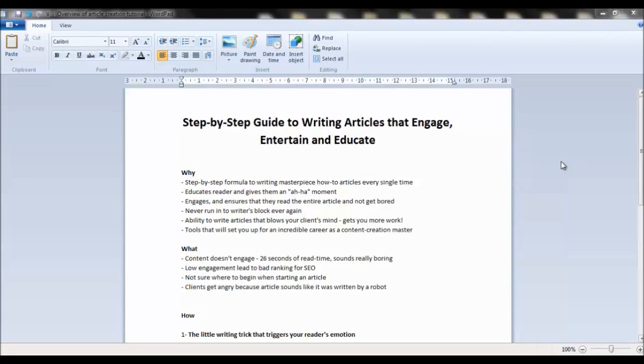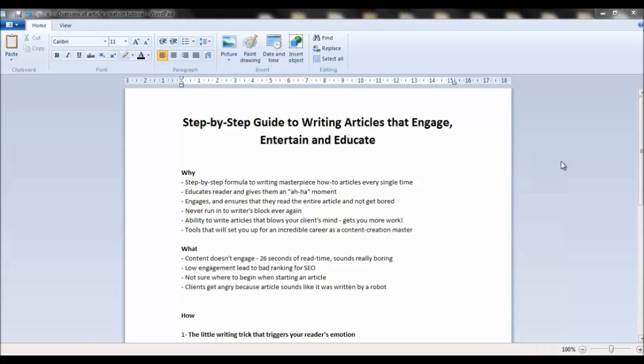Okay. So also, if you are working for a client right now as a writer or a freelance writer, then you'll be able to get more work because you'll be able to over-deliver and simply blow your client's mind. And I'm also going to give you the tools to set you up for basically an incredible career as a content creation master. Like I said, this is a step-by-step guide, so you can just plug and play and put these methods, or these steps or techniques I should say, right into use every time you get a new project for writing a how-to article.